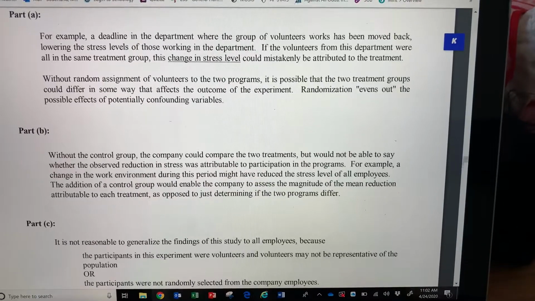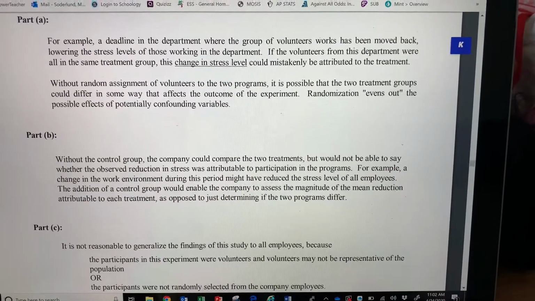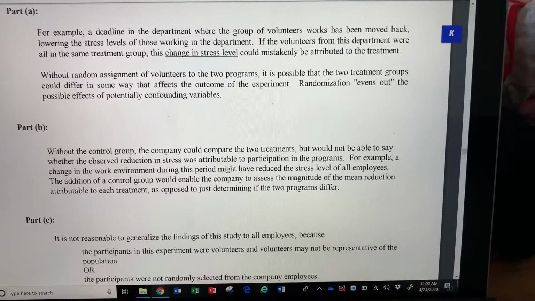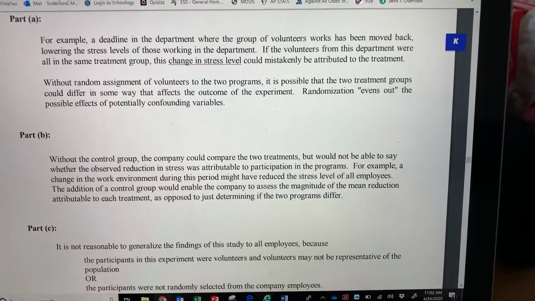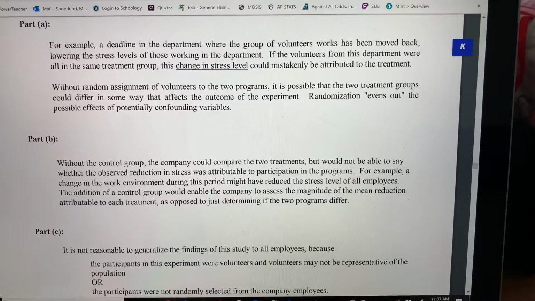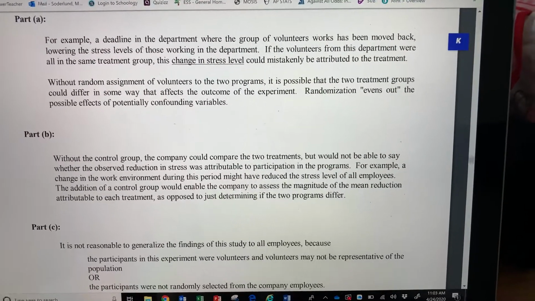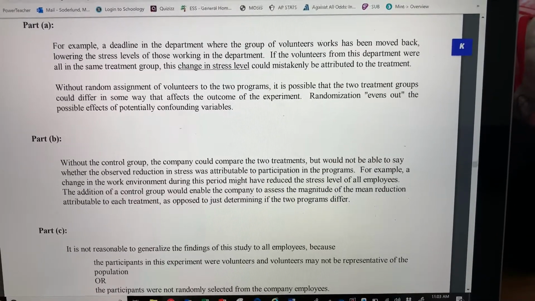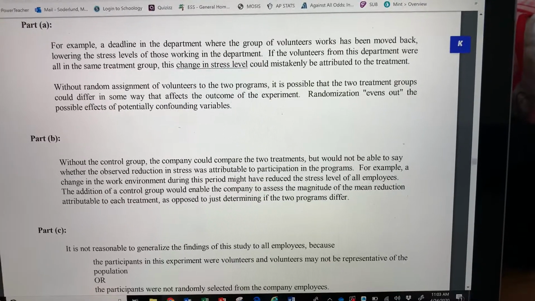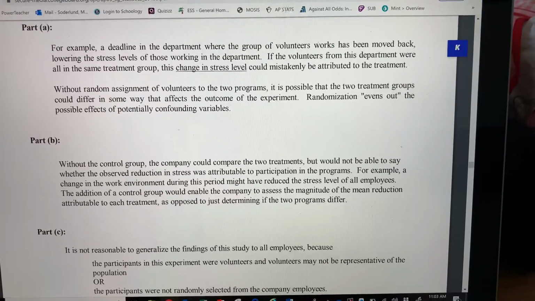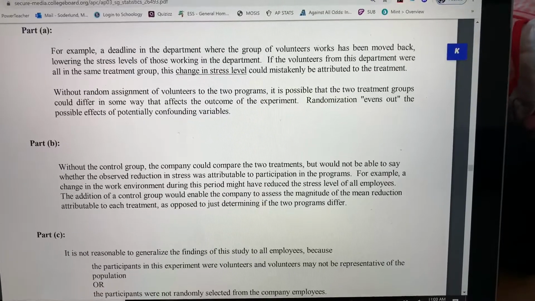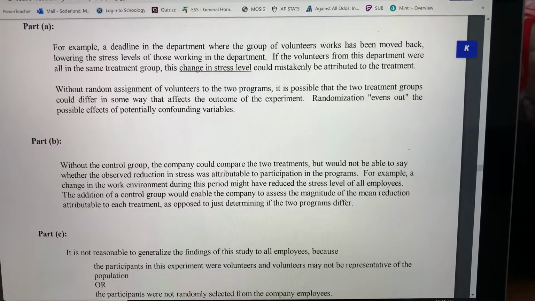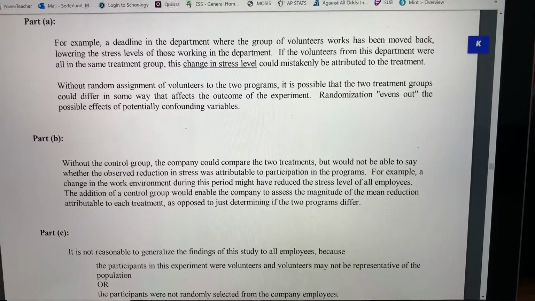Because they're all in the same department, all of their stress levels would be lowered at the same time. And we wouldn't know if it is because of this thing that's happened in their department or because of the exercises that they were doing. So it says if volunteers in this department were all assigned to the same treatment group, then this change in stress level could be mistakenly attributed to the treatment. So it wasn't necessarily the exercise they were doing, it was other factors in their lives, right?